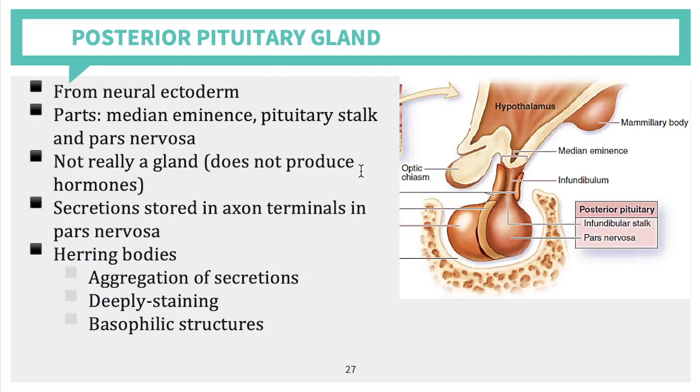The secretion is stored in the axon terminals of your pars nervosa, and we have a term for it: Herring bodies. I want you to remember this one, Herring bodies. Herring bodies are aggregations of the secretions, and they are deeply staining, basophilic structures. So let's take a look at this diagram later.